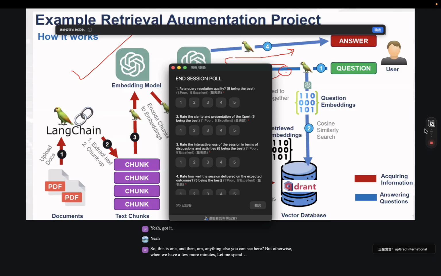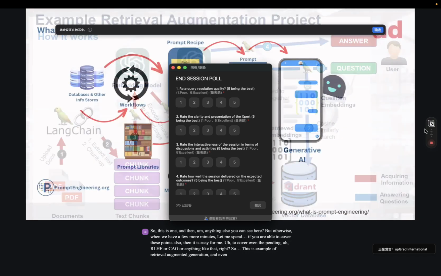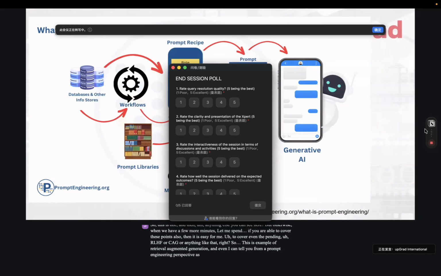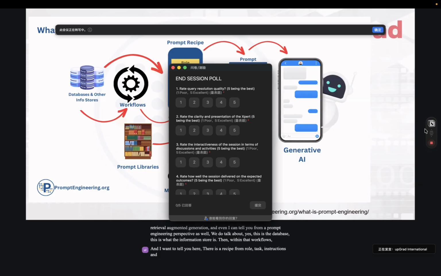If you are able to cover these points also, then it is easy for me to cover even the pending RLHF or CAG or anything like that, right? So this is example of retrieval augmented generation. And even I can tell you from a prompt engineering perspective as well, we do talk about, yes, this is the database, this is what the information store is. Then within that workflows, there is a recipe from role, task, instructions, and context and input, right?